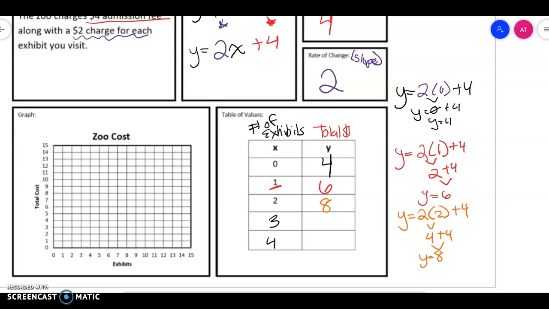As you can see, there's a pattern growing. 4 to 6 is plus 2. 6 to 8 is plus 2. This is going to continue on because my slope is 2 over 1. So 8 plus 2 is 10. And then 10 plus 2 is 12.